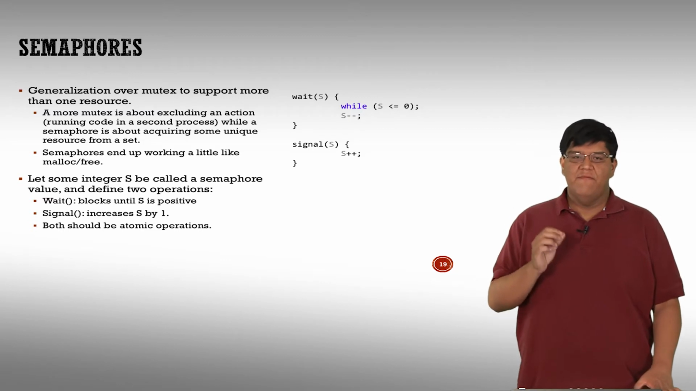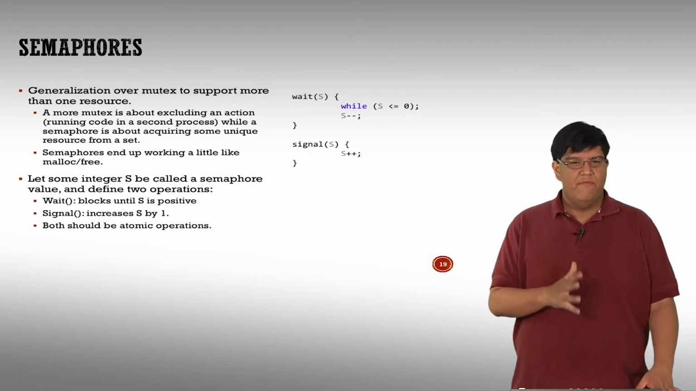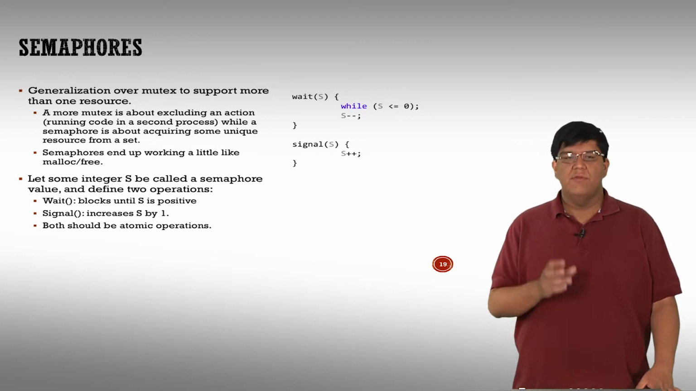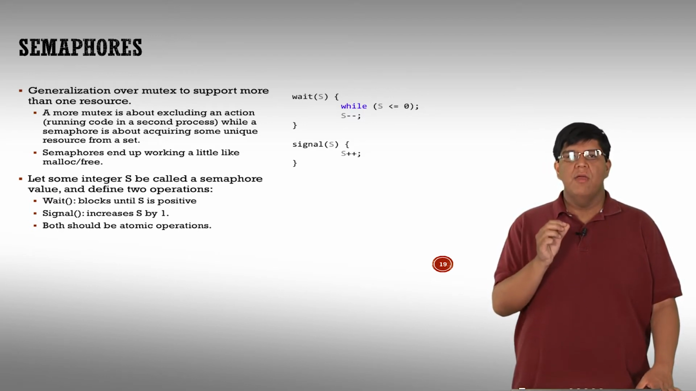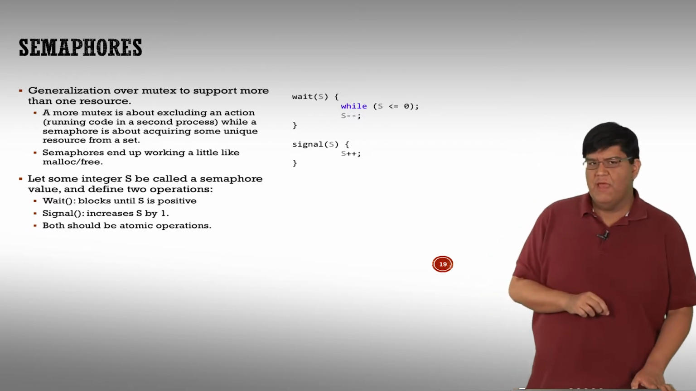So wait is going to be our first command, basically to say, can I get a hold of one of those resources? Because here it's a semaphore, there may be multiple things. It's not a mutex. A mutex is about just preserving access to one particular thing, making sure only one person is in the critical section. A semaphore is about counting the number of resources.